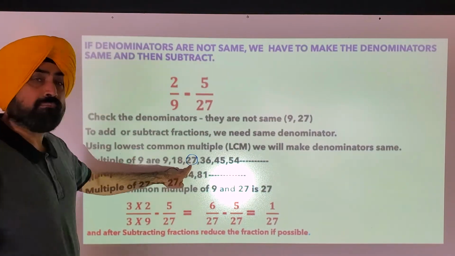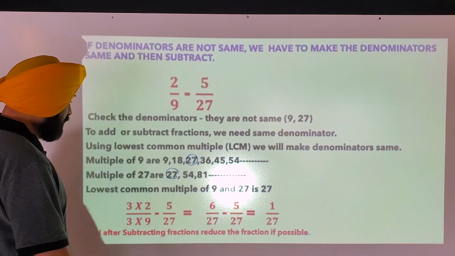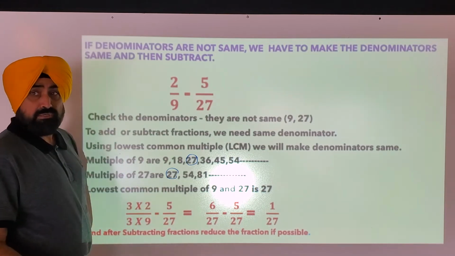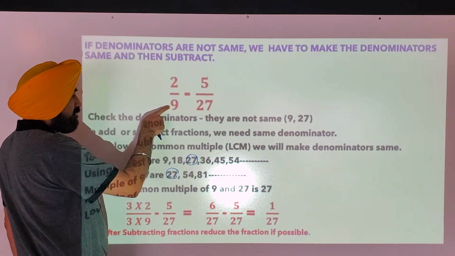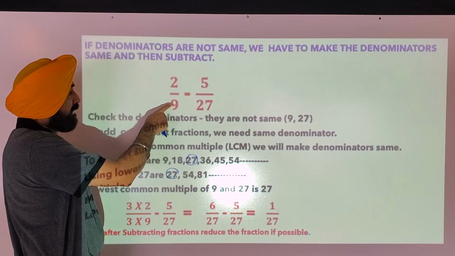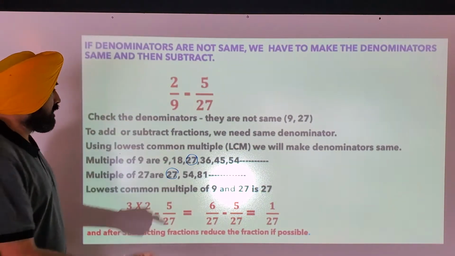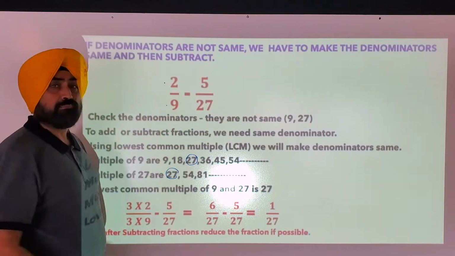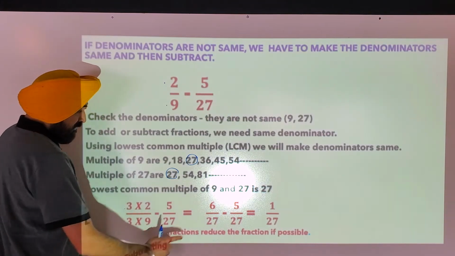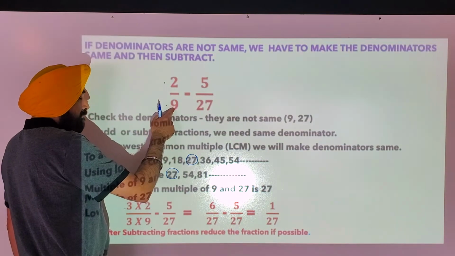Now our common denominator will be the lowest common multiple. So we will make the denominator 27. For 2 over 9, we have to make 9 into 27. How can we make 9 into 27? We multiply by 3. So multiply this number and this number both by 3: 3 times 9, 3 times 2. What do we get now? 6 over 27.